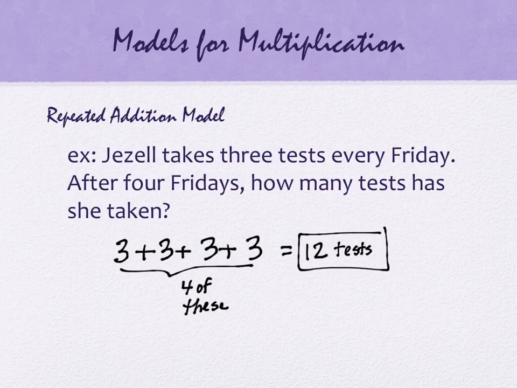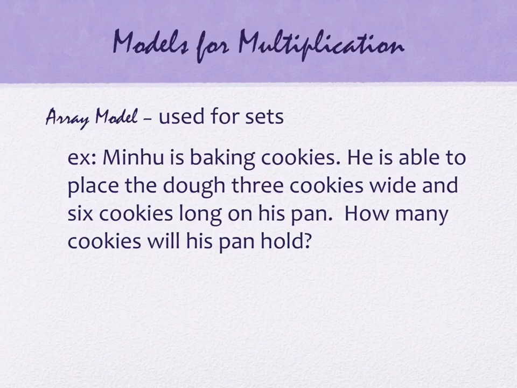All right, so Giselle has taken 12 tests. So this idea of repeatedly adding something together multiple times is one perspective of multiplication. Another perspective of multiplication is array. An array model, which is used for sets, notice that specifically. So what does it mean for sets? It means like a countable object of things, right? So you're counting something as opposed to measurement, where we're measuring lengths of something.